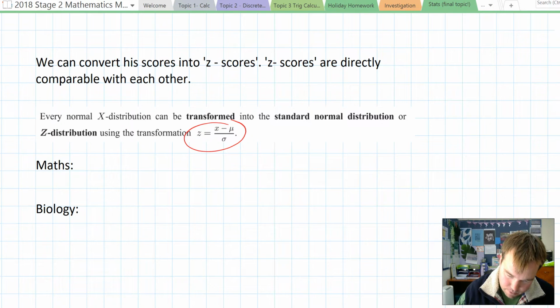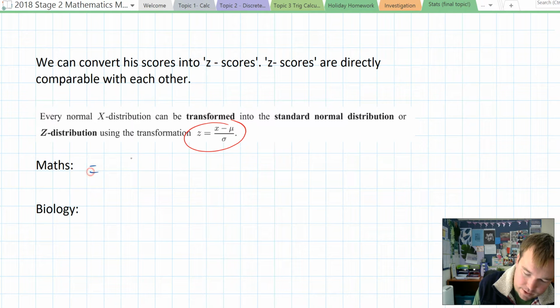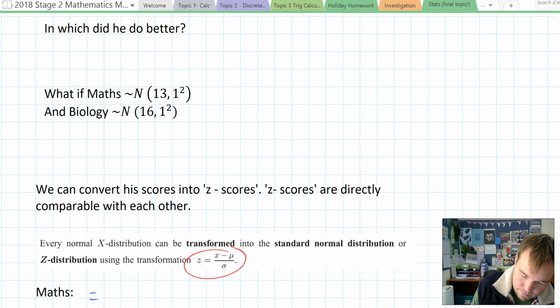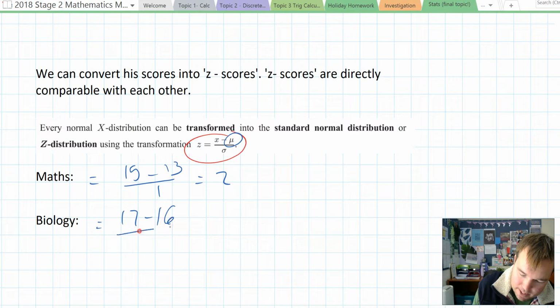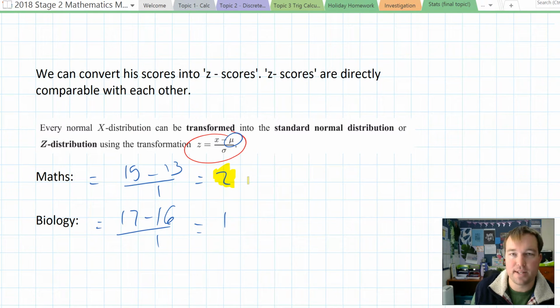In maths, his score was 15. We take away the mean, which is 13, over 1, equals 2. In biology, his score was 17. We take away the mean for the biology, over 1, which is 1. What this number indicates is the number of standard deviations above or below the mean. He is 2 standard deviations above the mean in maths, 1 above in biology.